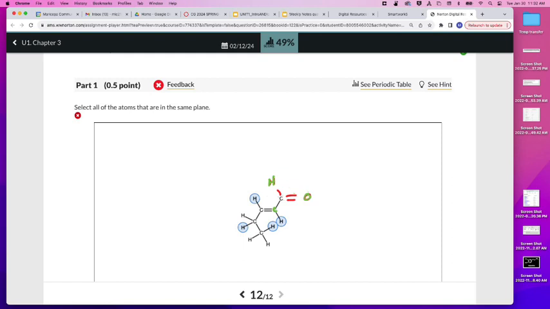It's locked in because that center carbon right here with that double bond is trigonal planar, which means all of those bonds are all in the same plane. So I have to draw a line from this carbon out. That line and that carbon must be in the same plane. How many planes does a line occupy?